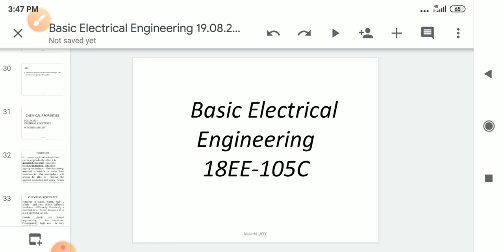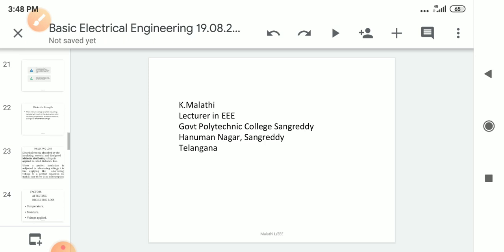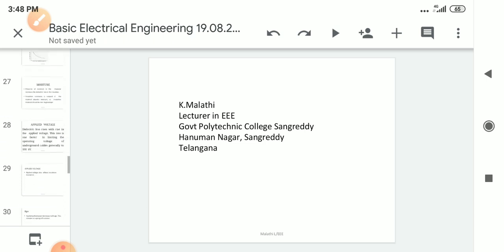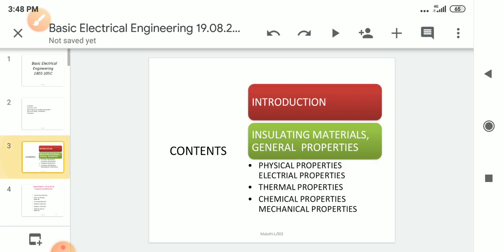And what is an insulation material? What are the different types of insulating materials used in different types of applications? And after that, we study the different properties of these insulating materials. The properties are mainly physical properties, electrical properties, thermal, chemical and mechanical properties.